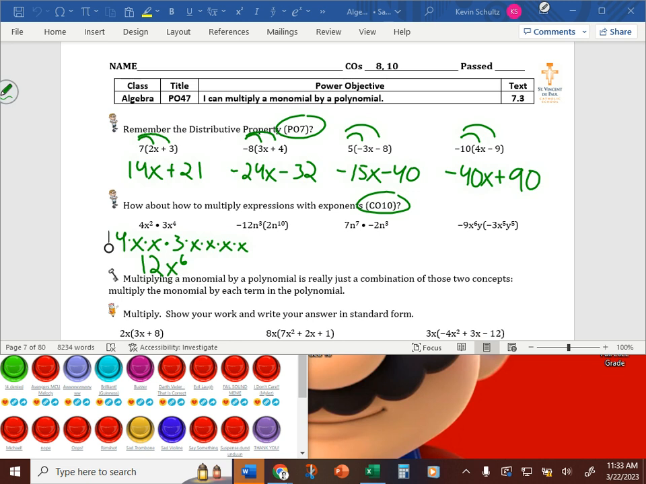What would the next one be? Negative 12n cubed times 2n to the 10. What would that be? Negative 24n to the 13th, right? 13th. What's the rule, just as long as we're on it?